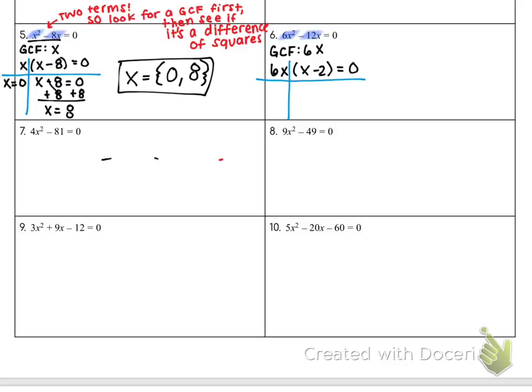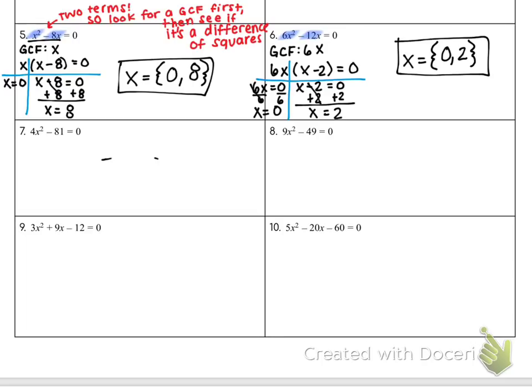Okay, this is not a difference of squares left in the parentheses, so we can set this equal to 0 and that equal to 0. Now, when we solve this side, we're going to divide by 6. Remember, 0 over 6 just equals 0. And then on the right side, we're going to add 2, so x equals 2. So your answer is x equals 0, 2.